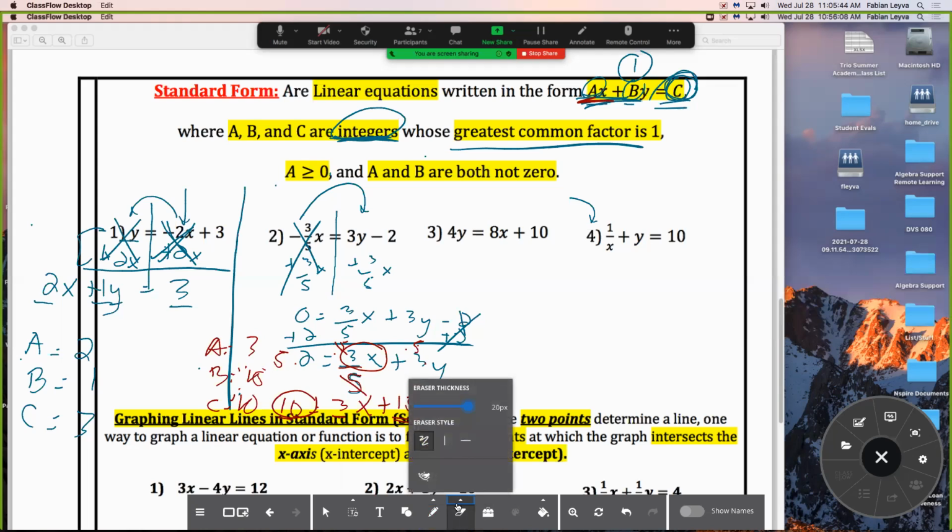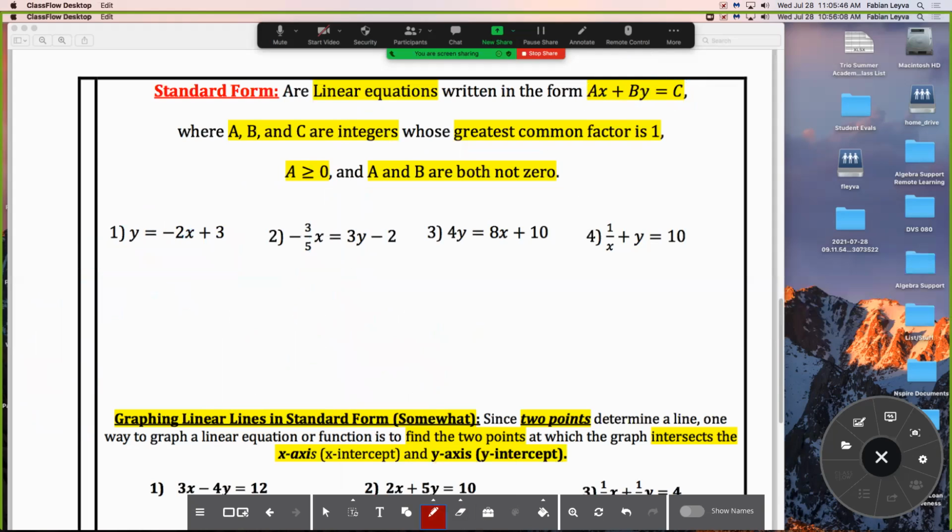So I'm going to erase all this work here in order to do number 3. Now, if I look at number 3 here, they're asking me to put this linear equation into standard form. Well, first I recognize that it's linear. Second thing, I notice that my a, b, and my c are not on the same side. Now, I do notice that my a, aka my constant in front of the x, is positive, so I'm going to move my y to the other side. So I'm going to minus 4y from both sides. I end up with 0 is equal to 8x minus 4y plus 10.